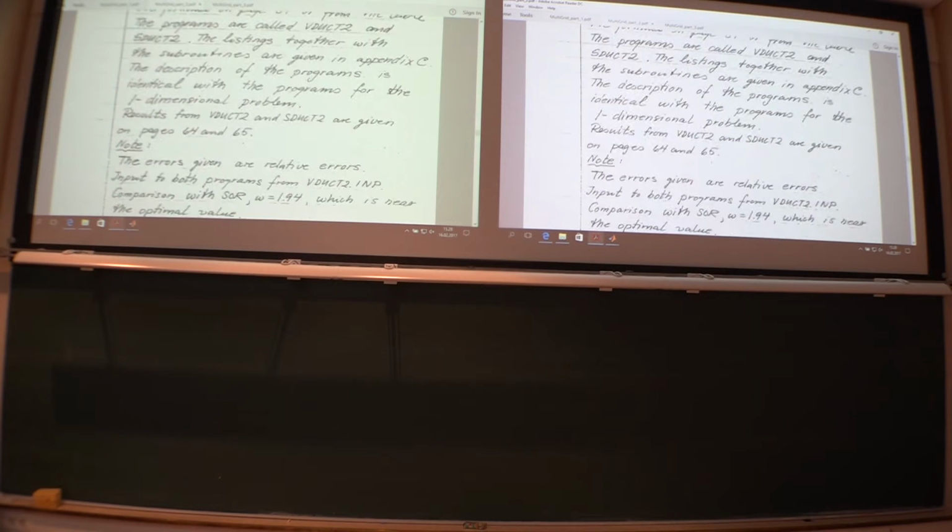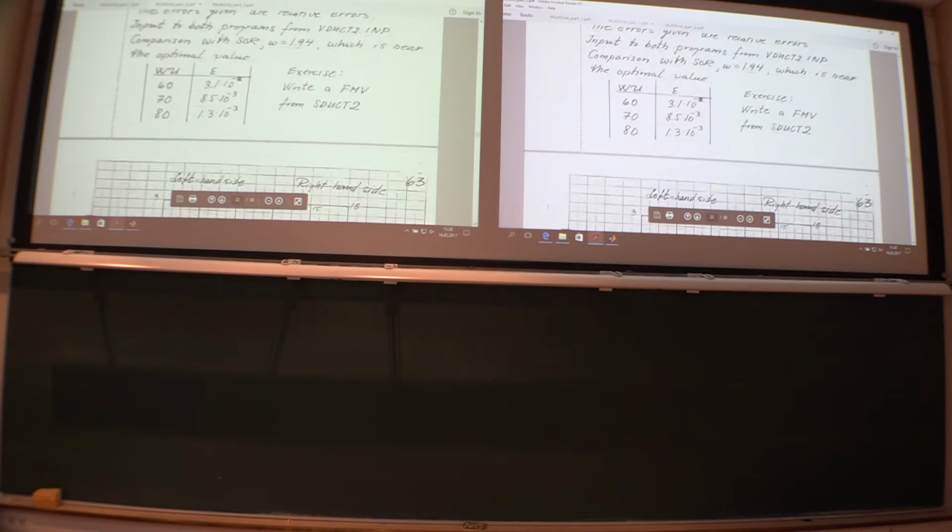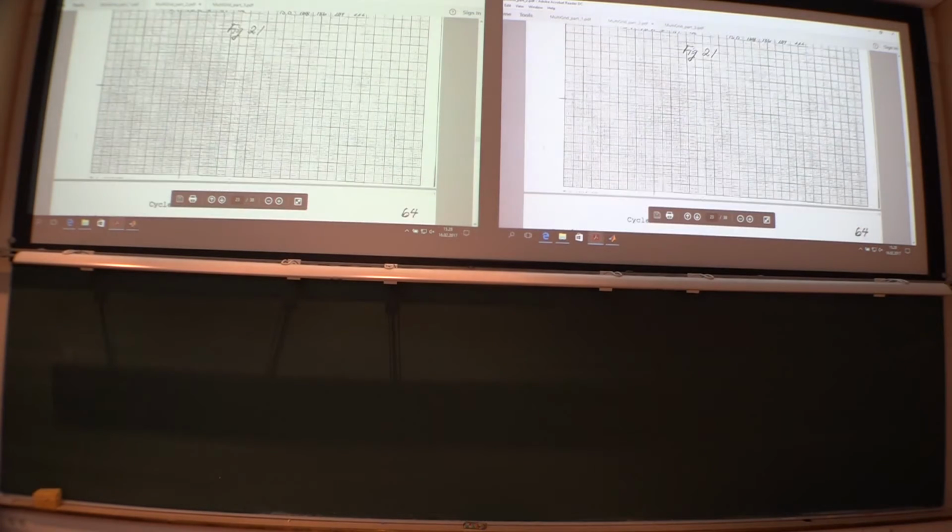Anyhow, the printout from this one, well, the same here. We use an SOR. Here, optimum omega 1.94. You see, we needed 80 work units, 80 iterations to get the anode to this level. And this one we don't need.